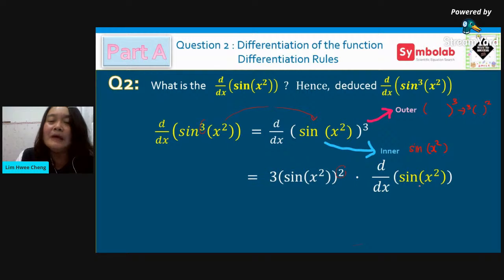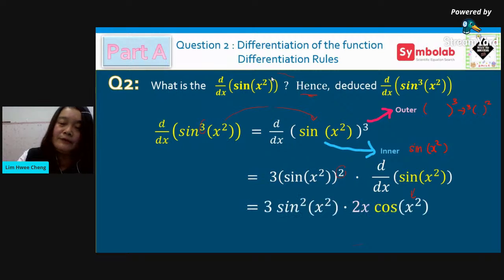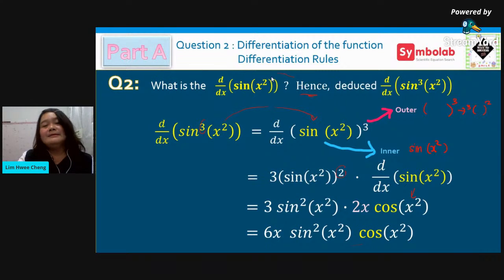Class, just now in the first part, when I differentiate sine x square, I will get 2x cos x square. So I don't need to do it again, I just copy, because there is the word "hence" (seterusnya). You may use the solutions or the answers that you got previously. So I just copy from my first part, then I will get my final answer.